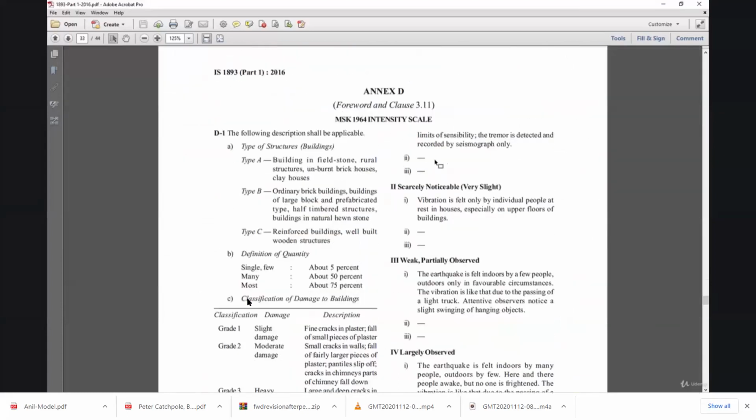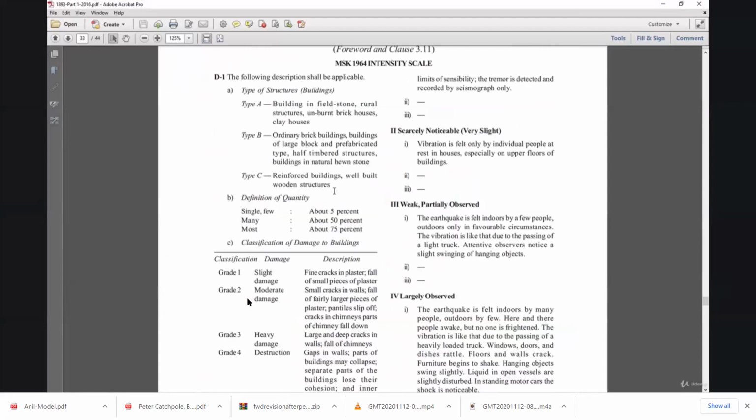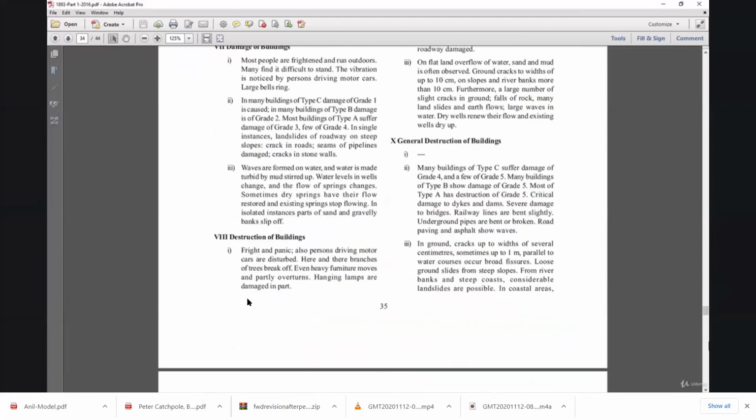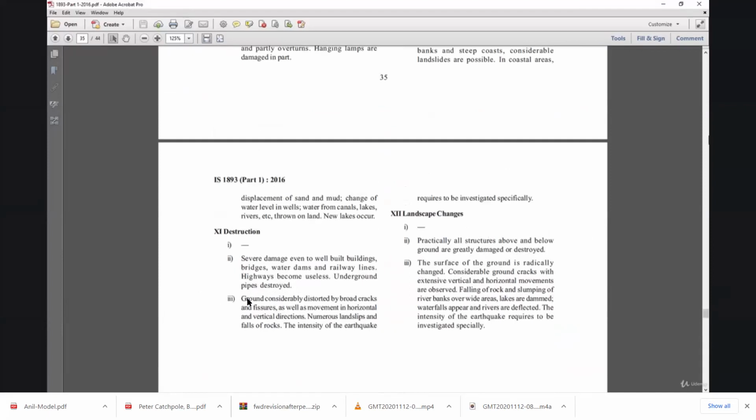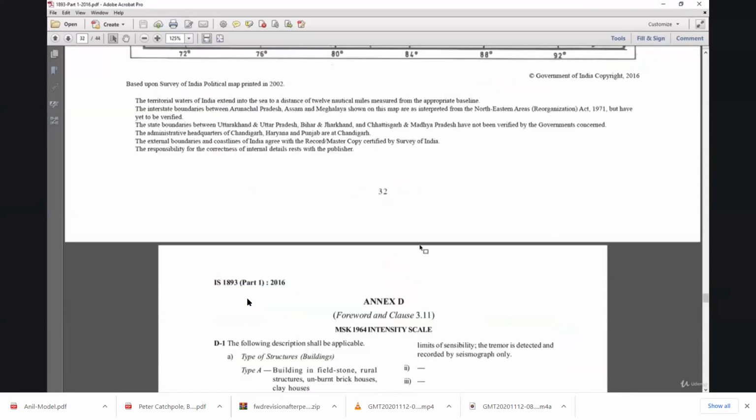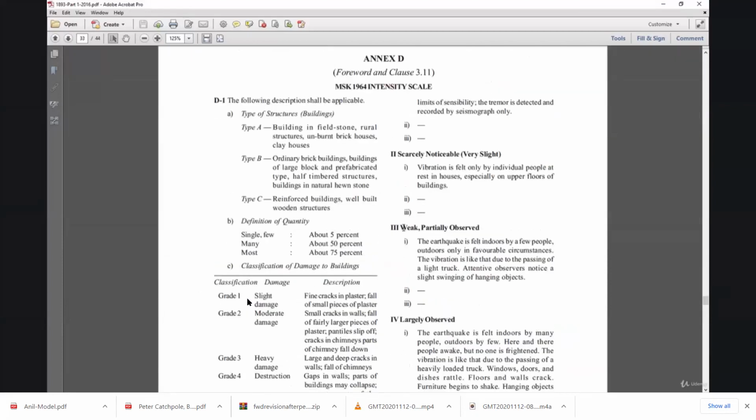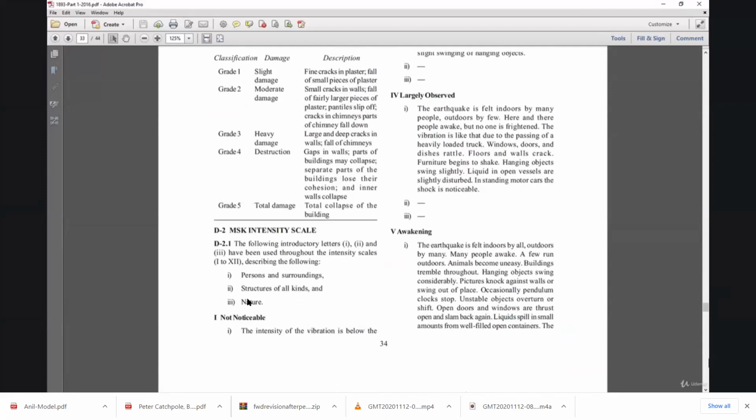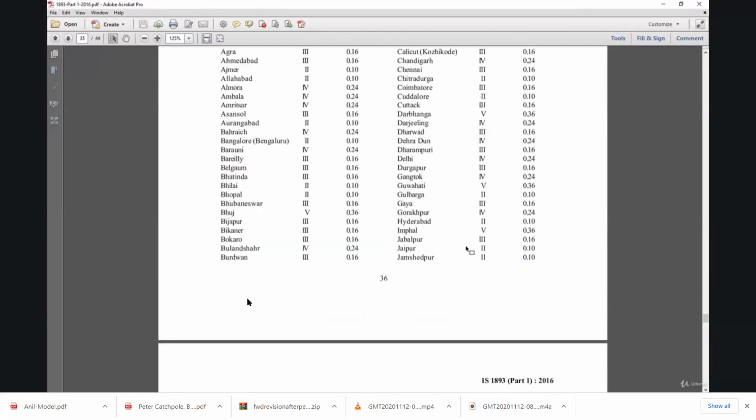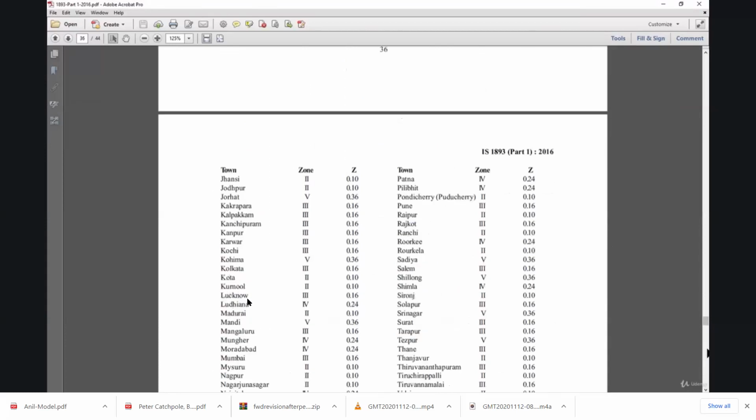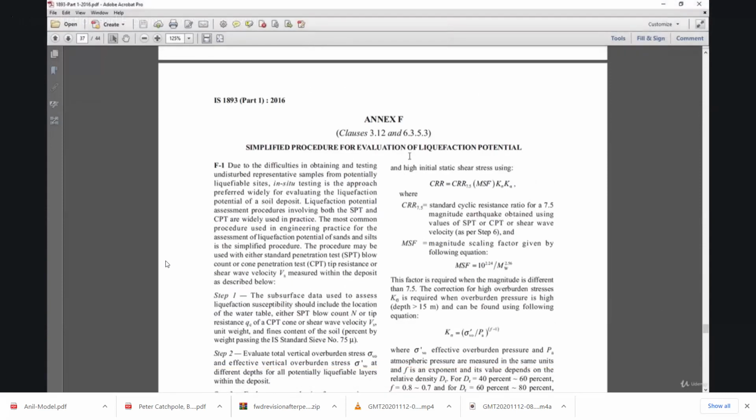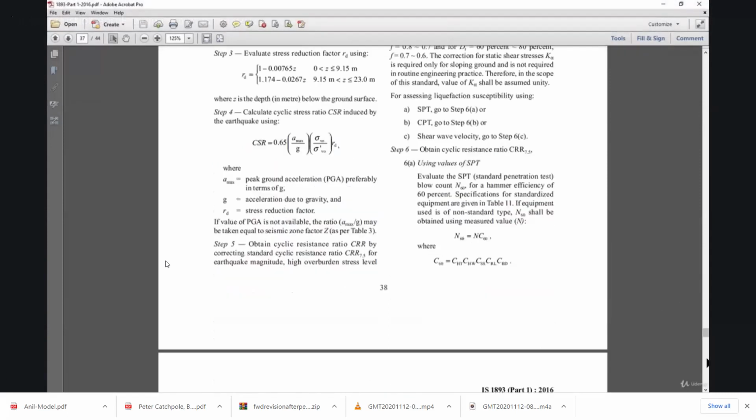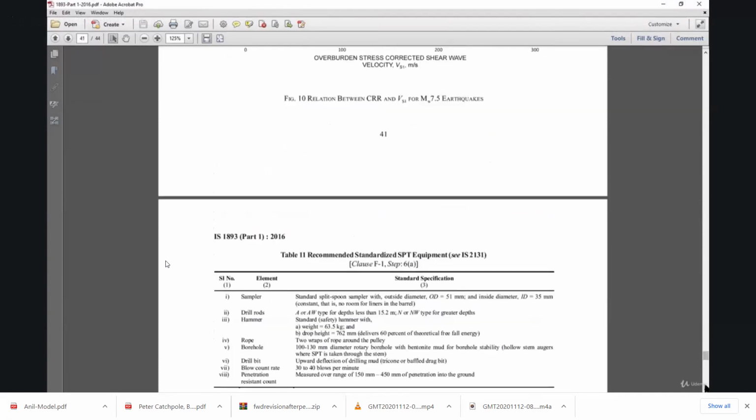So this is a map where the code has distributed the intensity into 12 grades. That is, this is the maximum devastation, and this is the not noticeable, that is minimum devastation. After that, the code gives us different values for zone factors for different regions, and these are the guidelines where the code is guiding us how to evaluate the liquefaction potential.